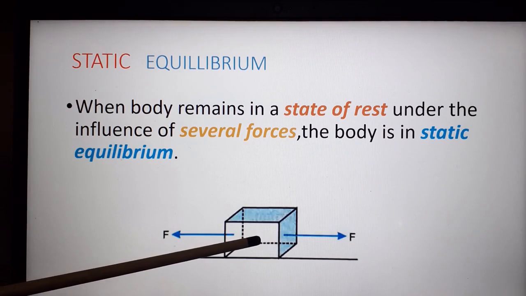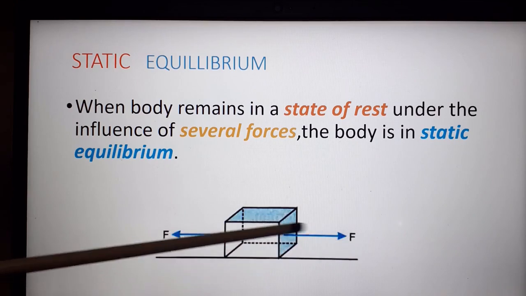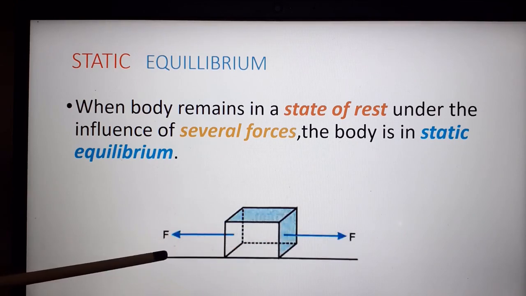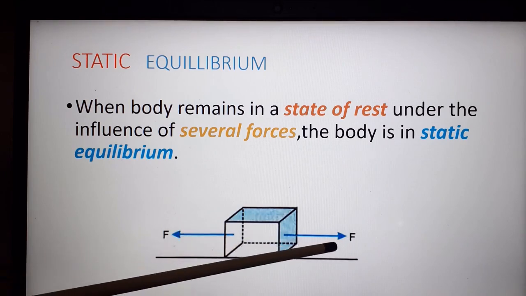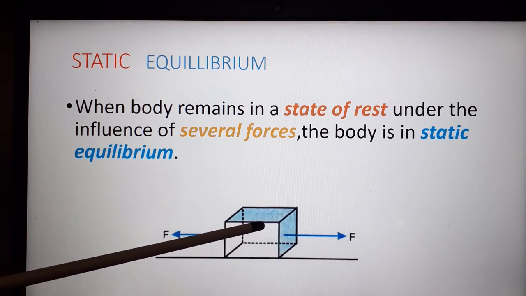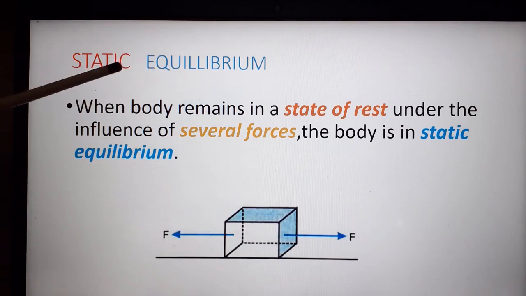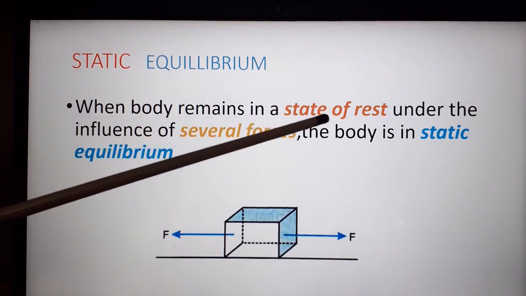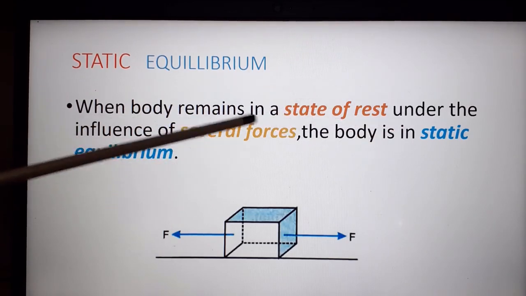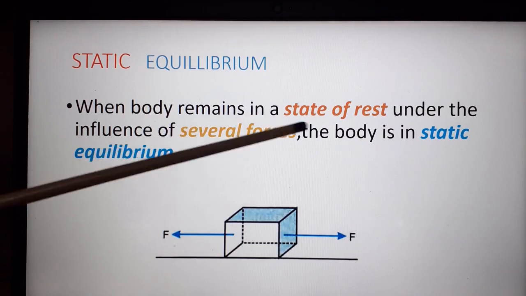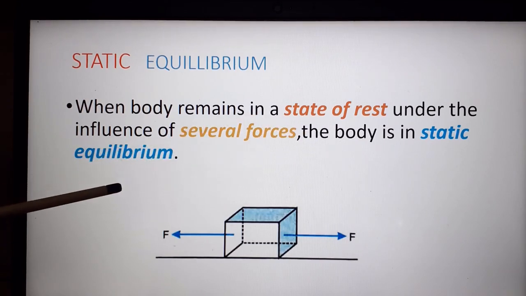Block will not move. That is, block is at rest because forces are cancelling each other as they are equal and opposite, right? So in spite of forces acting on it, it is not changing its original state of rest. So it is said to be in static equilibrium. So what's the definition? When the body remains in a state of rest under the influence of several forces, the body is said to be in static equilibrium.